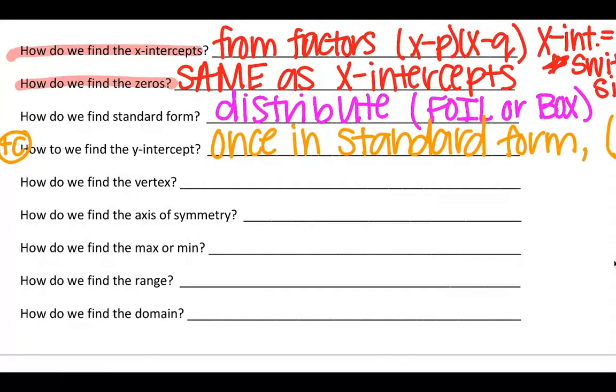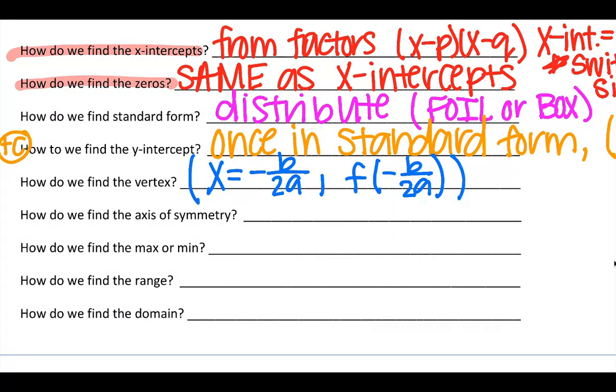Again, we're going to use that formula. X is going to be equal to negative B over 2A, and then you plug it back in to figure out what your Y value is. So that's the axis of symmetry: you're just using X equals negative B over 2A.